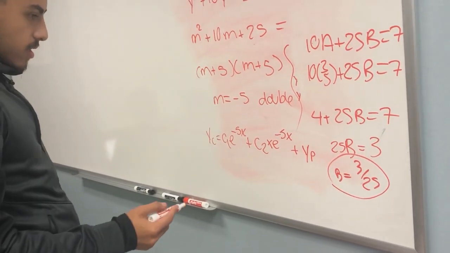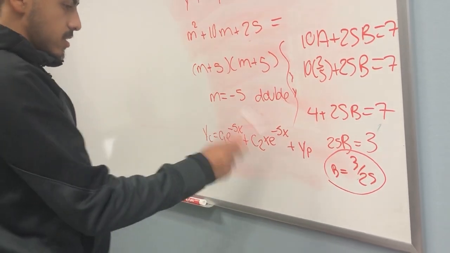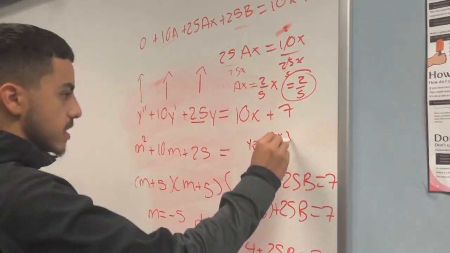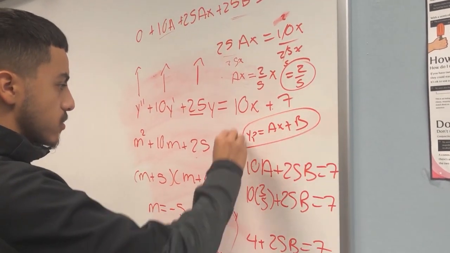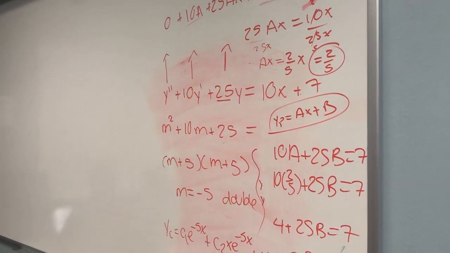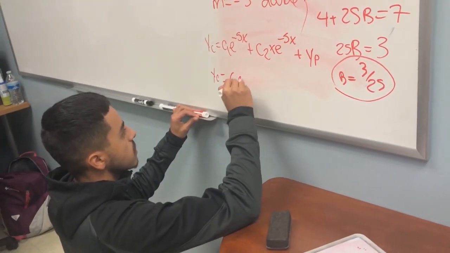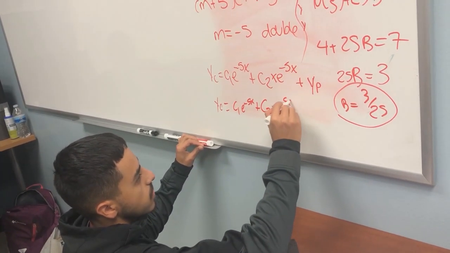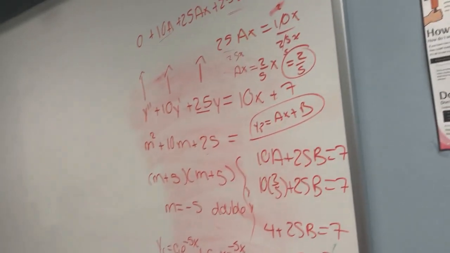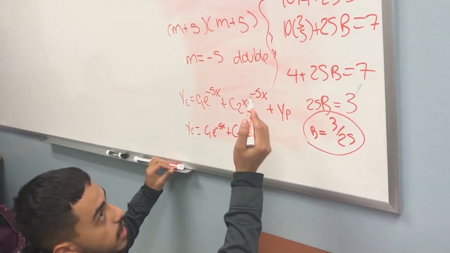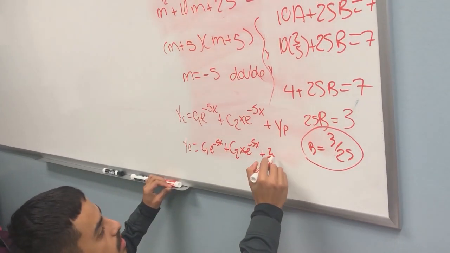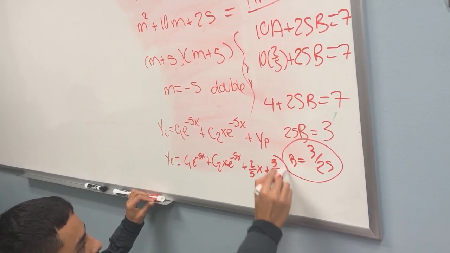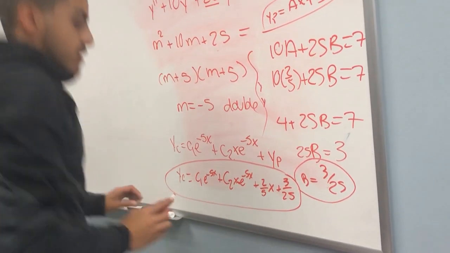So then what's our yp? If we go back to what we started with, our yp originally was just ax plus b. We know the values for both, so we can just write this as y equals C1 e to the negative 5x plus C2 x e to the negative 5x plus the y of p now, which has an a value of 2/5 x plus this constant that we just got. And then that should be our solution.